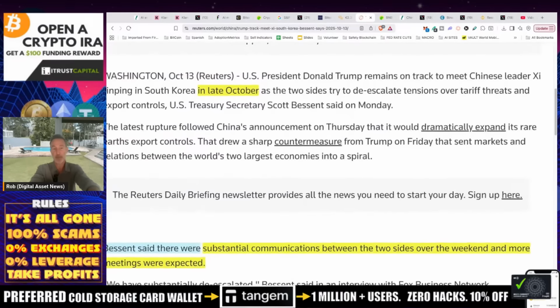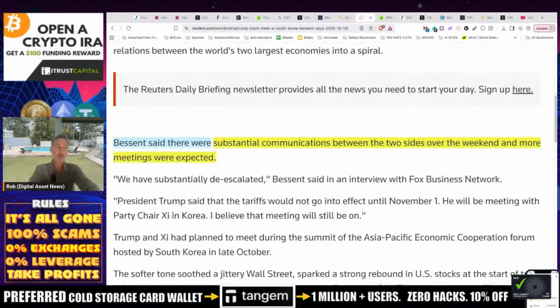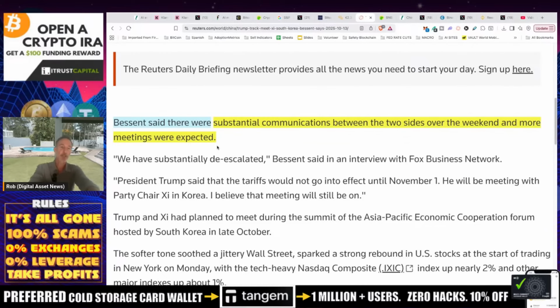If these guys would stop tweeting, it would be better. Secretary of Treasury Scott Bessent said there were substantial communications between the two sides, between China and the United States, over the weekend. And more meetings were expected. So that Truth Social post, I guess, does have legs. So we'll see how well that goes. And that's great for the market, Bitcoin in general.